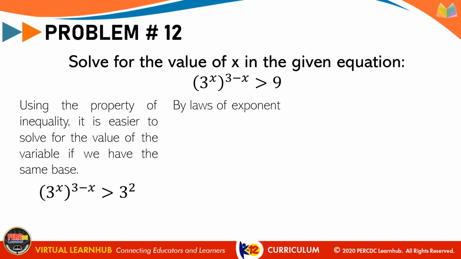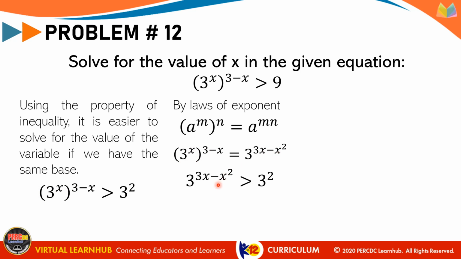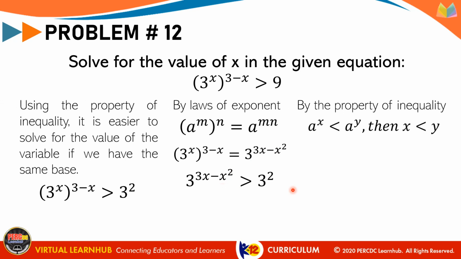And by the laws of exponents, if we have a raised to m raised to n, that is equal to a raised to mn. So, if we have 3 raised to x raised to 3 minus x, we will just multiply these exponents. That will give us 3 raised to 3x minus x squared. So from here, we will have 3 raised to 3x minus x squared is greater than 3 squared. And then next, by the property of inequality, if we have a raised to x is less than a raised to y, then x is less than y. Or in this case, we will use greater than. So that is 3x minus x squared is greater than 2.